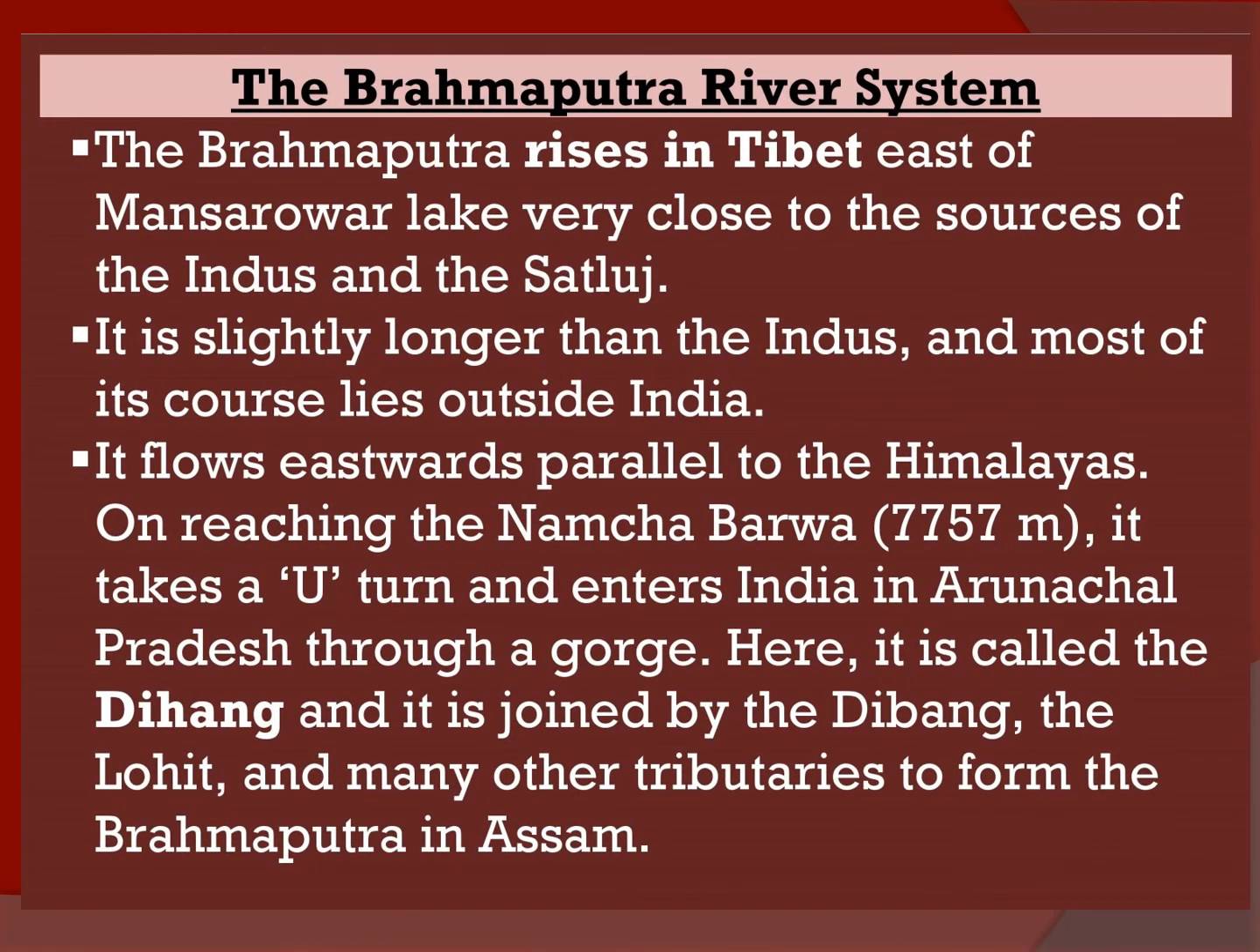Now we come to the third and final Himalayan river, the Brahmaputra. The Brahmaputra actually rises in almost the same place as the Indus and Satluj, Tibet, east of Mansarovar. It is the longest Himalayan river as it is slightly longer than the Indus. And just like the Indus, most of its course lies outside India. It flows parallel to the Himalayas and it reaches the Namcha Barwa, which is a mountain located in the Himadri range of the Himalayas. Over here, it takes a U-turn and through a gorge enters India through Arunachal Pradesh. In this place it is known as Dihang and its tributaries are Dibang and the Lohit. It has other smaller tributaries and these come together to form the Brahmaputra in Assam.